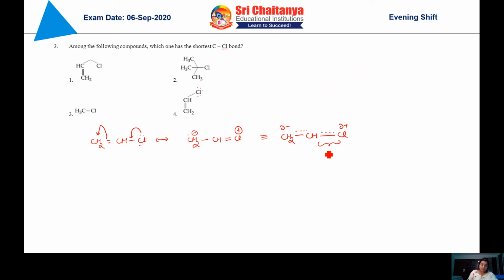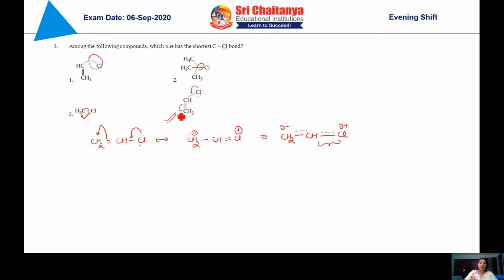Right? There is no other molecule in the given question which is having this type of resonance. A pure single bond, correct? And here it is again a pure single bond. This is the only one which is having a resonance.